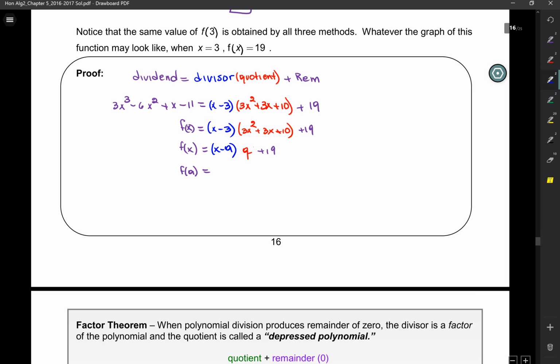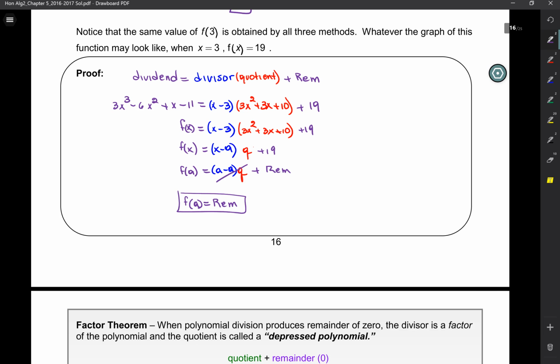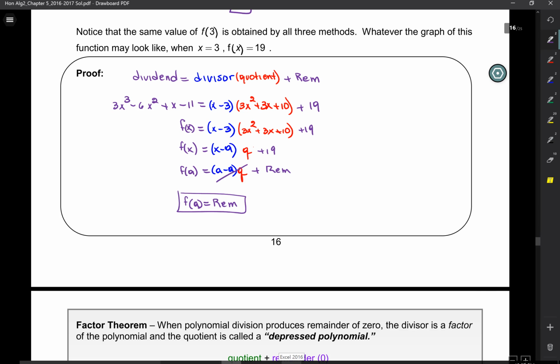F of a is a minus a times the quotient plus 19, which is the remainder. Let me just call that the remainder. Now, what's a minus a? 0. So what's f of a always going to be? The remainder. Okay? So that's the proof. No matter what, f of a is always going to be the remainder.